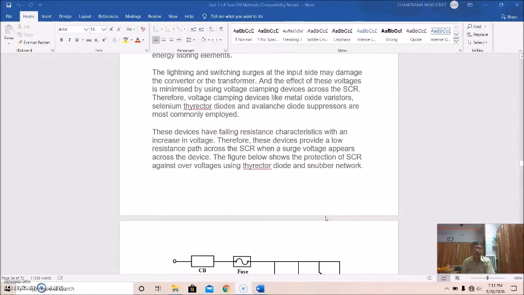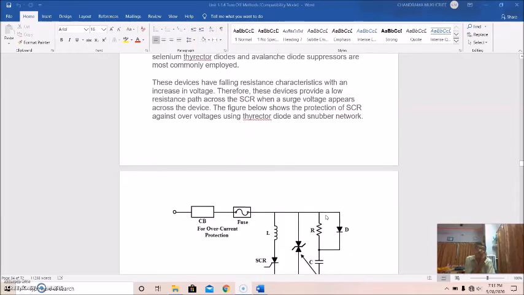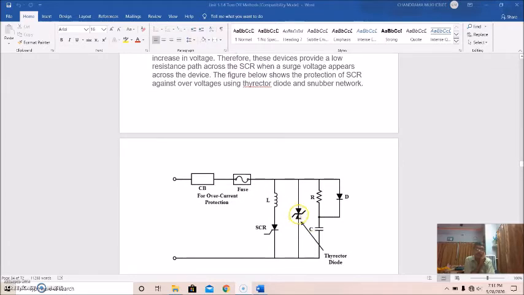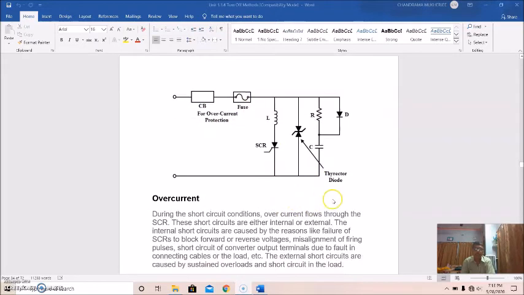So this is a circuit given here for protection against overvoltages using thyrector diode and snubber network. This is the thyrector diode. This is the snubber network. This is for overcurrent protection. This is the circuit breaker. This is the fuse, etc.